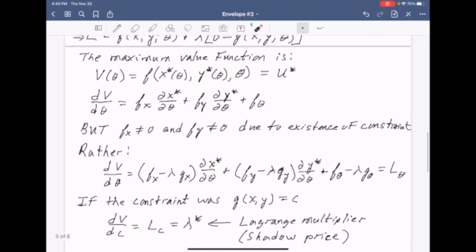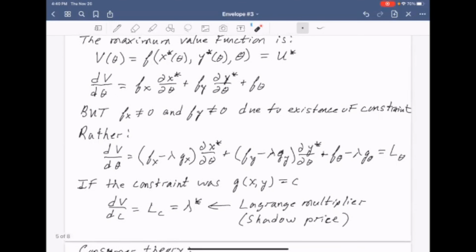Rather, we have to take the derivative so that the derivative of V with respect to theta looks like this. And if you look at this particular function, what you'll see is that first order conditions for constrained optimization say that that has to equal 0, and this one has to equal 0. So what we're left with is basically the partial of f with respect to theta minus lambda g theta. But let's call this L theta, all right?